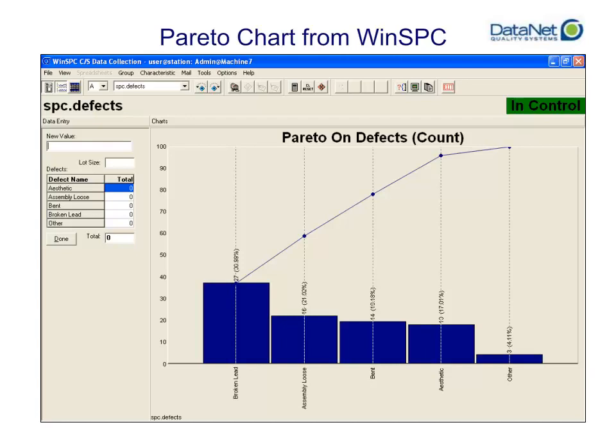If you were to enter this data into WinSPC's data collection mode, this is what the Pareto chart would look like within the software.